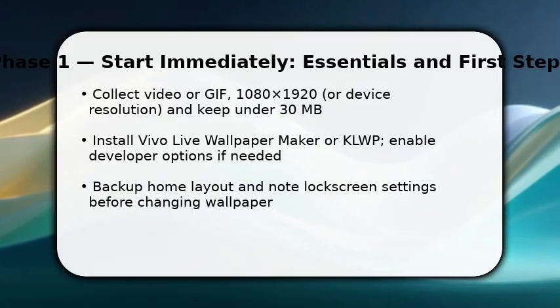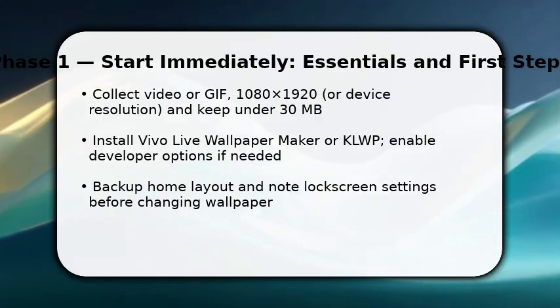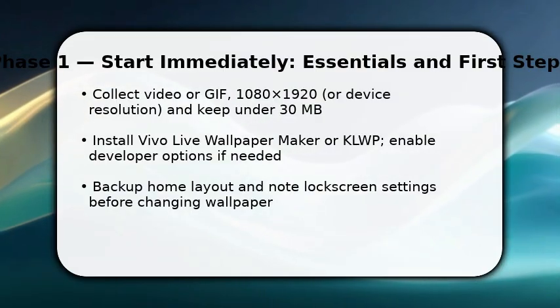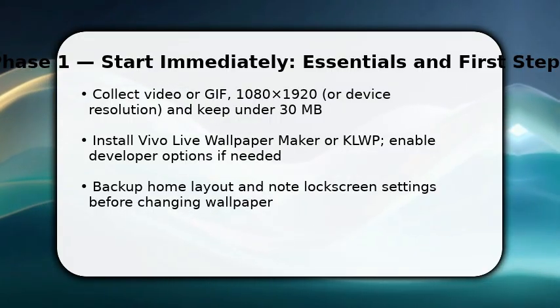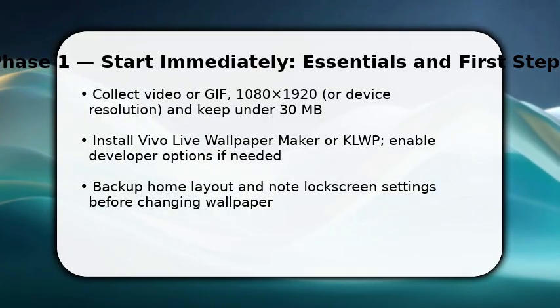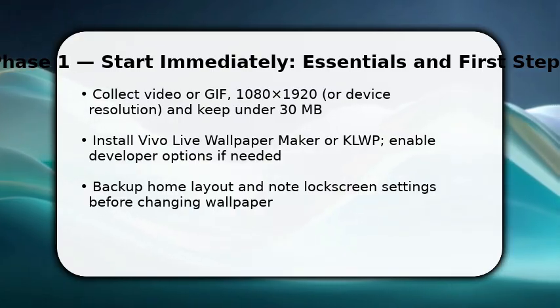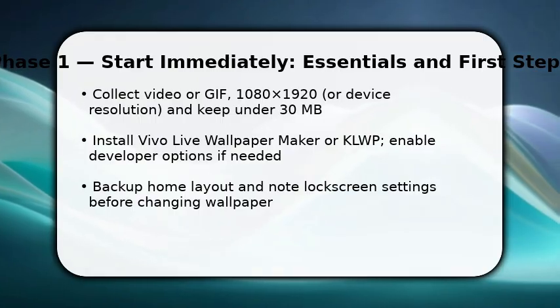You start by gathering your source media and tools. Pick a 1080 x 1920 video or looping GIF because resolution matches most Vivo phones and prevents scaling artifacts. Once done, install Vivo's Live Wallpaper Maker or KLWP from the App Store. You need the app to package motion assets into a live wallpaper.